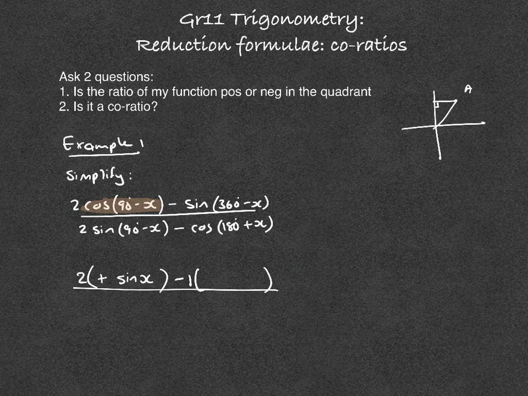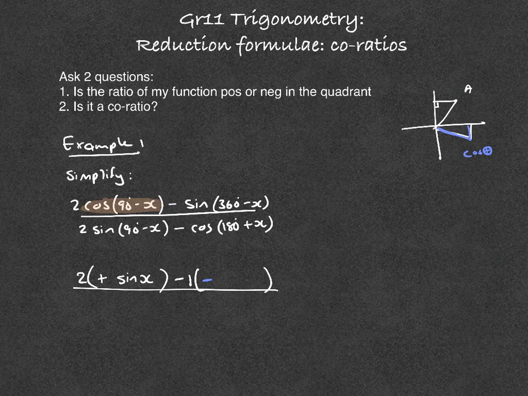And then we've got sine of 360 minus x. So again, first question. Where's 360 minus x? It's there. All right, let's make that one this purple color. What quadrant is that? 360 minus x is quadrant 4. Who's positive there? The cos ratio is positive, right? So the ratio of cos is positive. So is sine positive or negative in that quadrant there? Sine is negative, right? And is it a co-function?